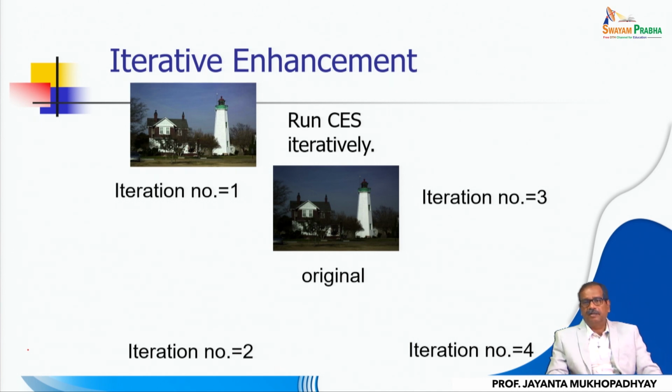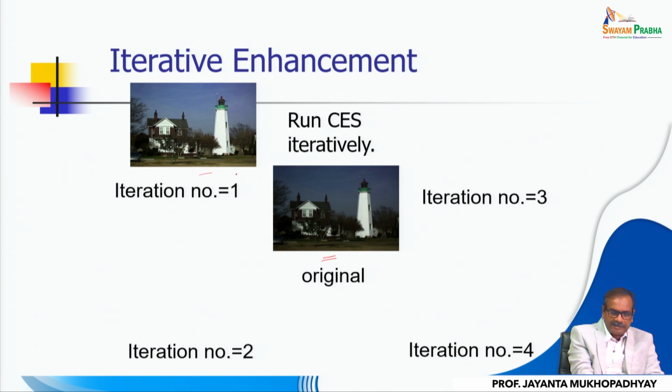Another interesting thing of this computation, particularly contrast enhancement by scaling, is that I can perform enhancement in an iterative way. That means, suppose this is my original image. First, I perform contrast enhancement by scaling. Whatever operations I mentioned, you perform them, and say this is your resulting image.